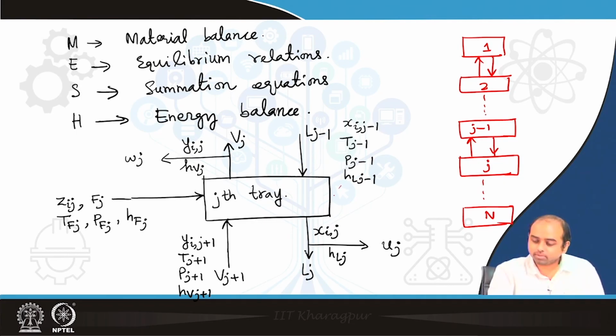There is also one important part: it can have some external heating or internal heating. I can write that as qj. So qj could be positive, qj could be negative.